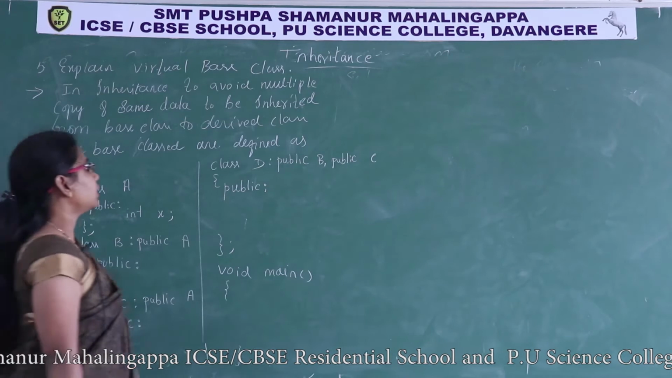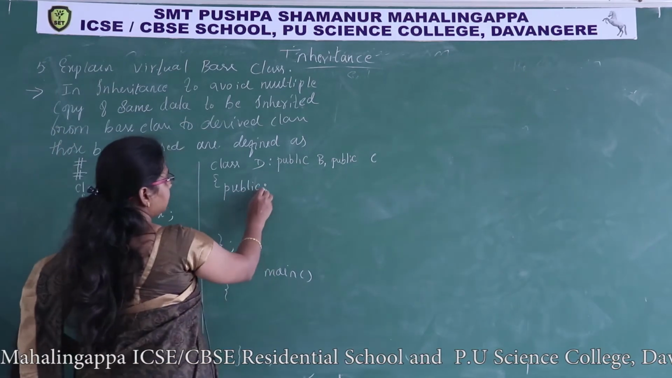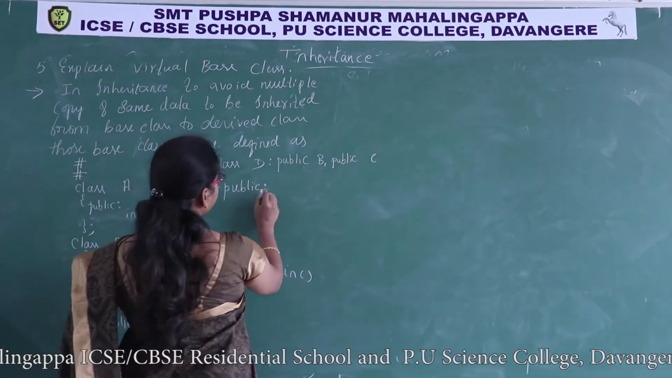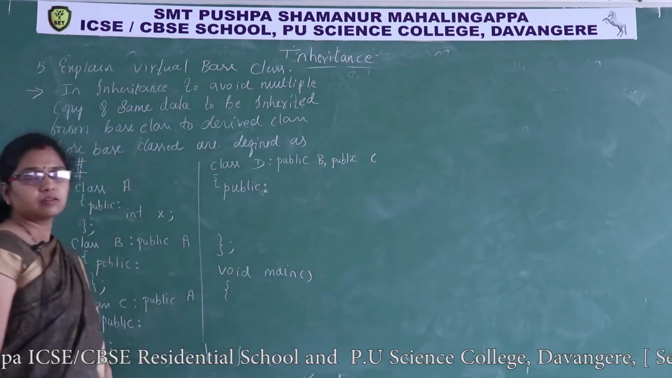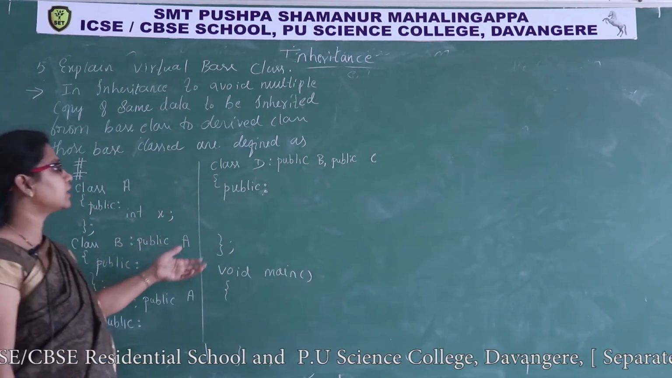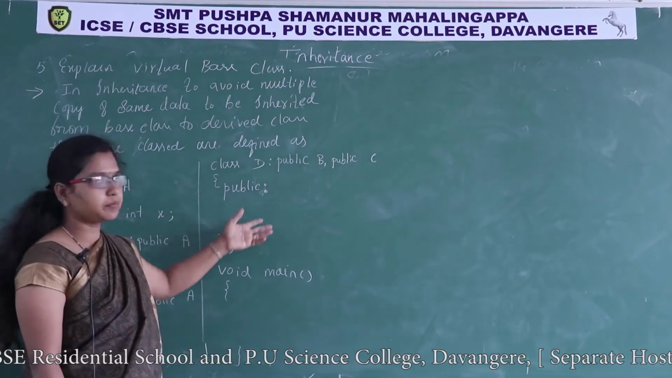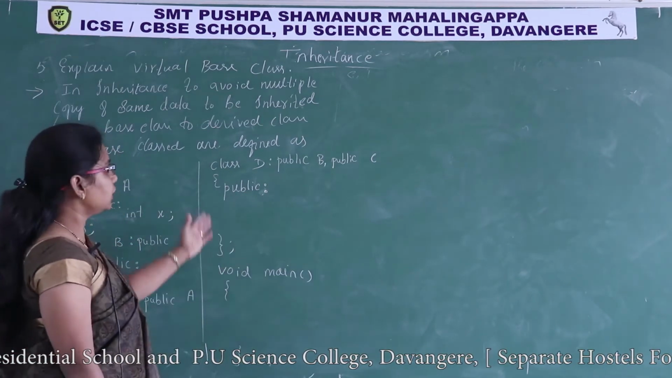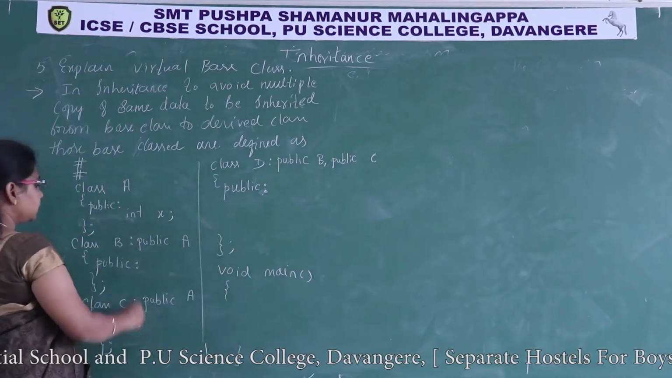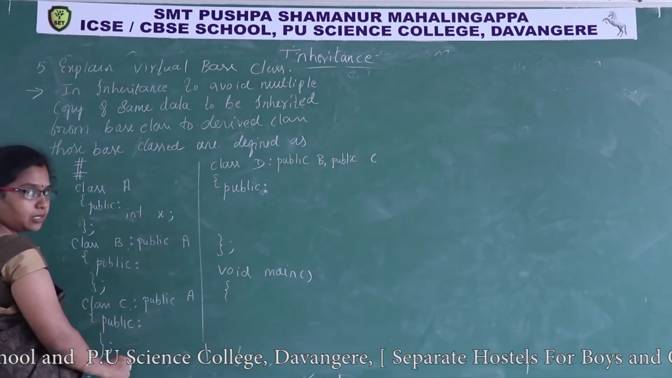So a class should not contain like this. If multiple copies are there, then it shows an error. In a class, we should not take two variables with the same name, isn't it? So in order to avoid this, I must make these two classes virtual.